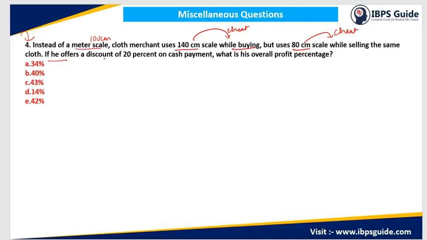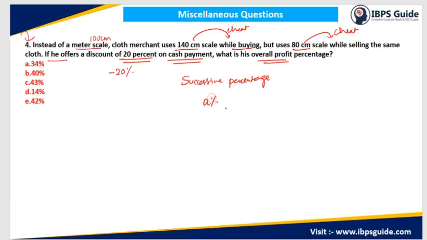Now if he offers a discount of 20% on the cash payment and we know that discount is always what? Negative. So 20% discount वो दे रहा है on cash payment, then what is his overall profit percentage? Okay. तो overall profit percentage क्या होगी? तो हम क्या करेंगे? यहाँ पे successive percentage लगा सकते हो आप आसानी से. Okay. Successive percentage because there will be certain profit here and then we have given some discount. So after using successive percentage formula हम बहुत आसानी से overall percentage निकाल सकते हैं. Now successive percentage formula is like this.